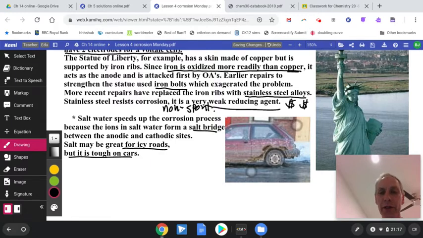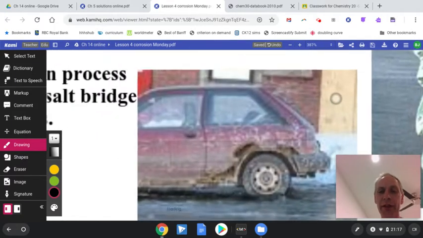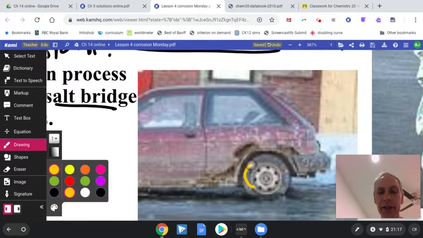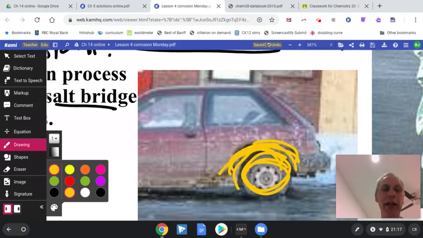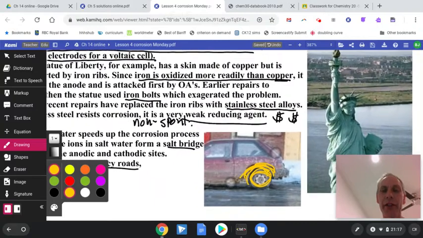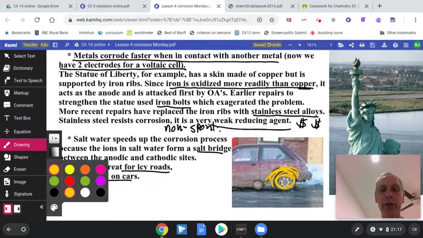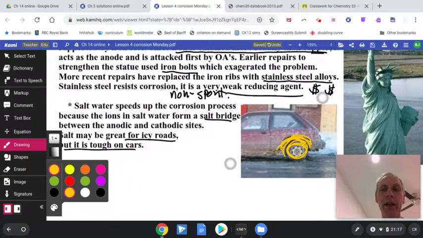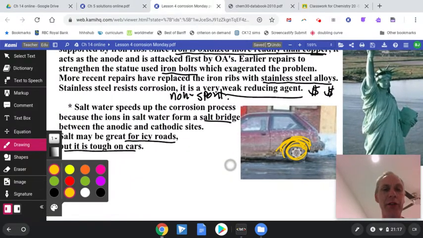So you can see this example of this car is completely rusted out around the wheel well, because when the wheel is turning, it's spraying salt up into the metal wheel well, and that's where all the corrosion is occurring. That's why you always see rusting first around the wheel wells, where the salty water from the roads is sprayed onto the metal frame, creating a nice effective salt bridge to really speed up the corrosion of that solid iron in a wet, oxygen-rich environment.